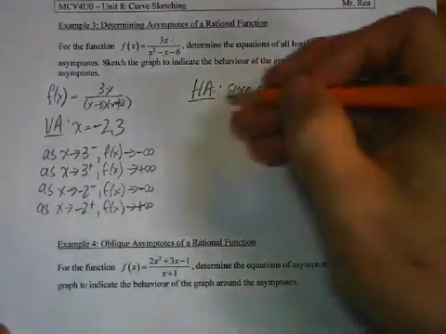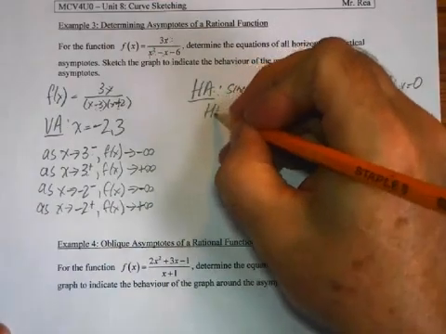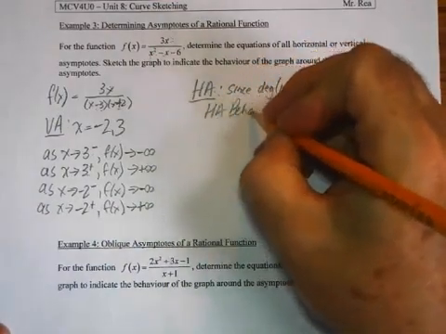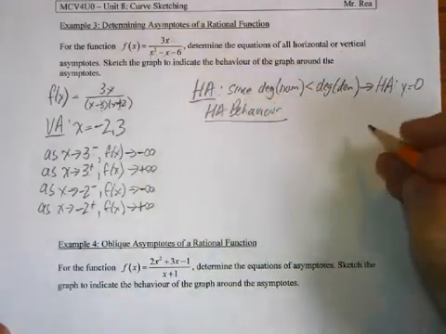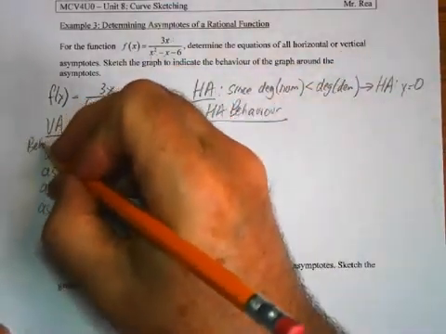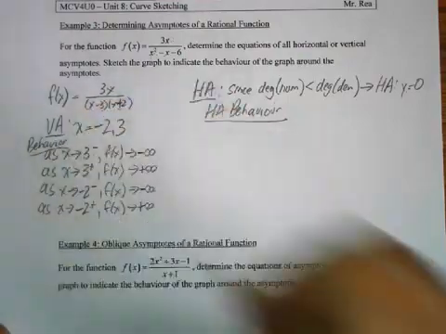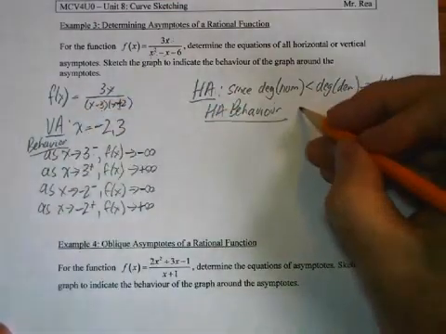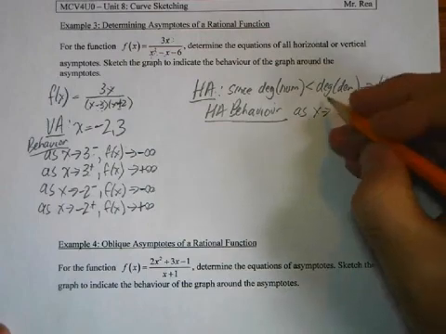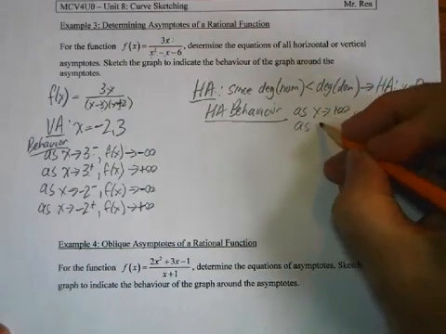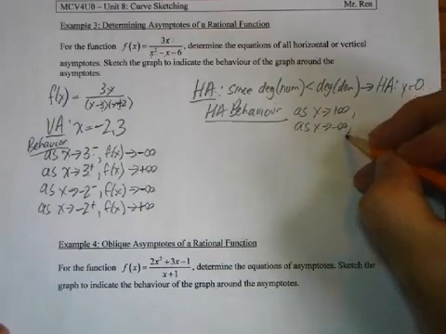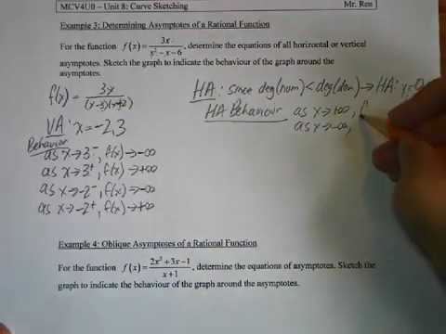Now for the behavior, I should have put behavior here, but you guys knew what I was doing, I'm sure. So as x approaches, let's do positive infinity first. And as x approaches negative infinity, we'll do that second. f of x.